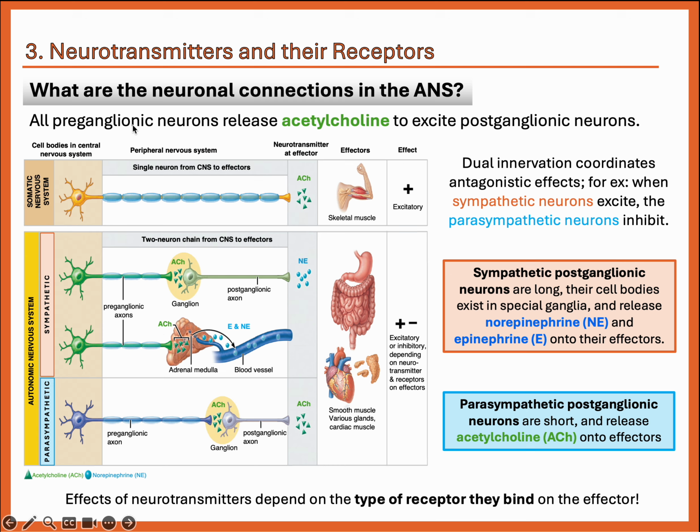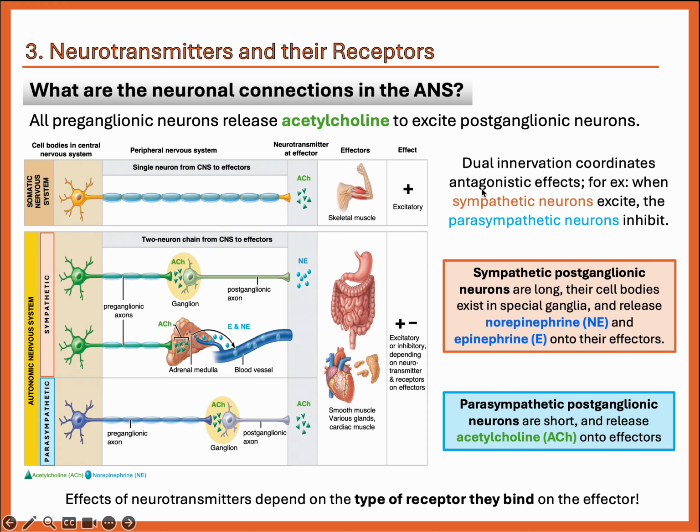So let's just read what I wrote here. All preganglionic neurons release acetylcholine to excite postganglionic neurons. Here I have a preganglionic neuron. It sends acetylcholine to excite. Here I have a preganglionic. It excites with acetylcholine. Preganglionic excites with acetylcholine.